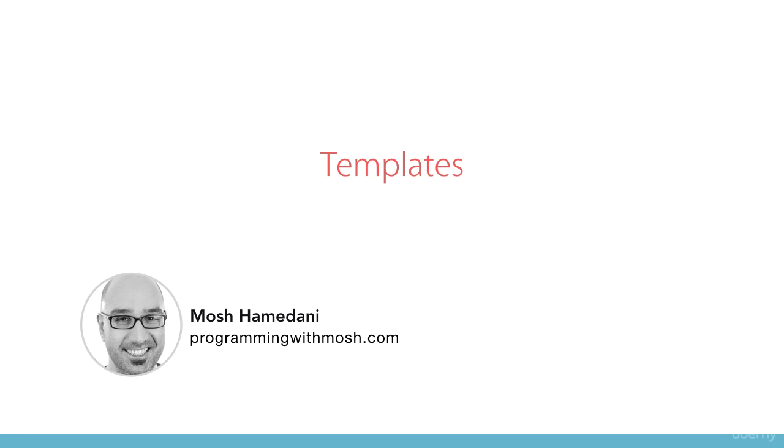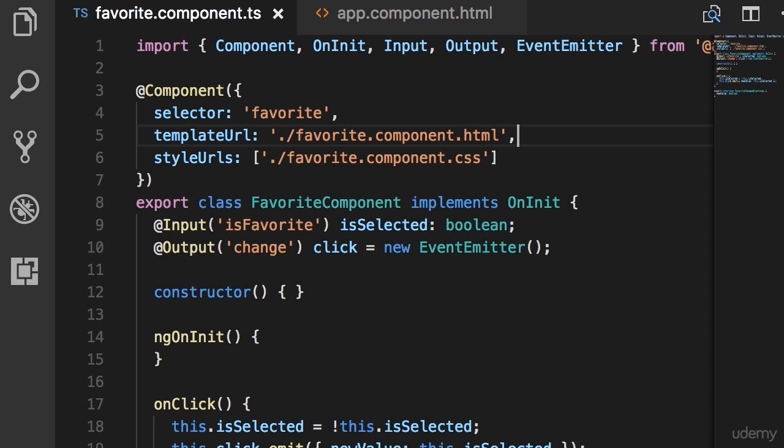All right, now let's take a closer look at the templates for our components. So far you have seen two forms of using templates in a component. One way is to store the template externally, and then we use the templateUrl property of component metadata to specify the path to the template file.